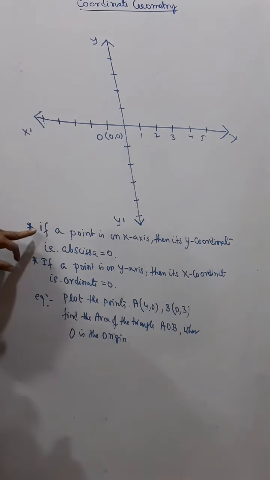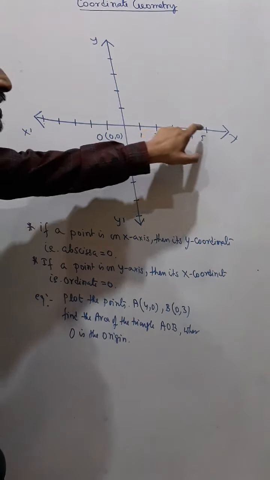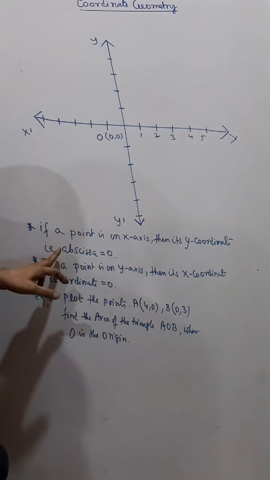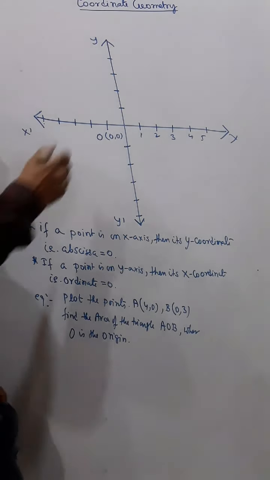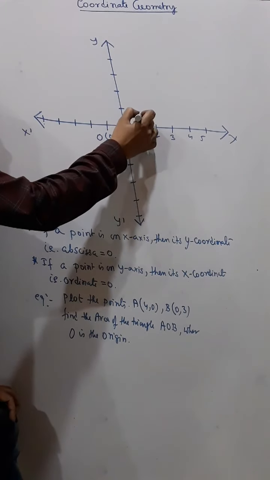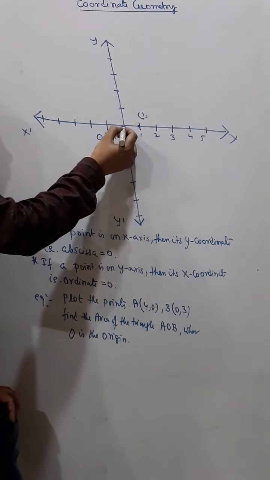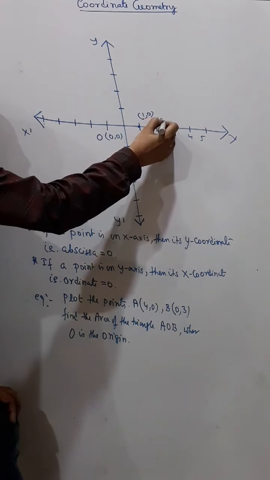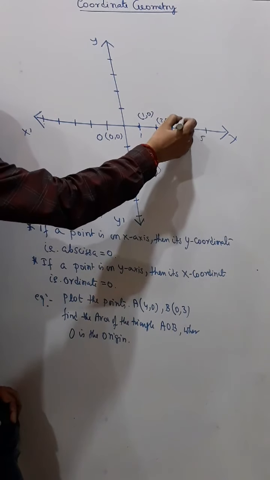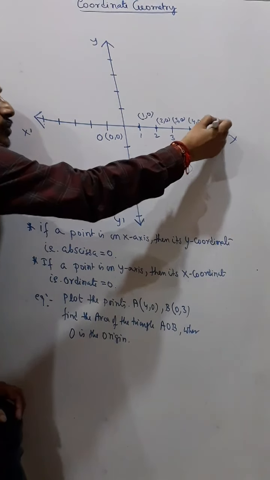Now remember, these are some very important points. If a point lies on the x-axis, then its y coordinate, that is the ordinate, will be 0. Understand? So try to understand. If I say this point, now what will be the coordinate of this point? The x coordinate is 1 and the y coordinate is nothing. So this point is 1, 0. This point is 2, 0. This point is 3, 0. This point is 4, 0. This is 5, 0 and so on.